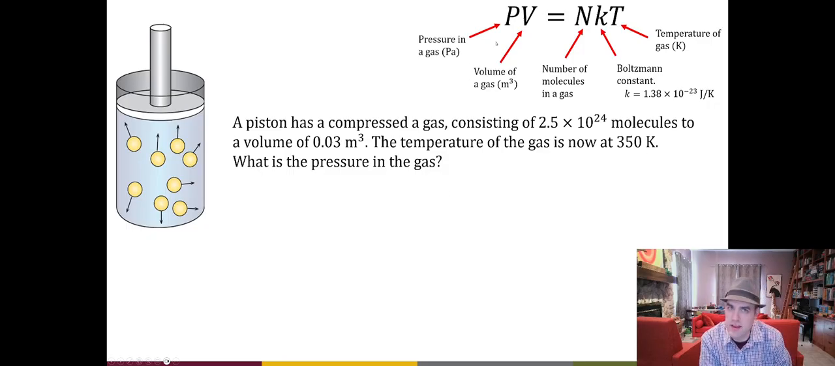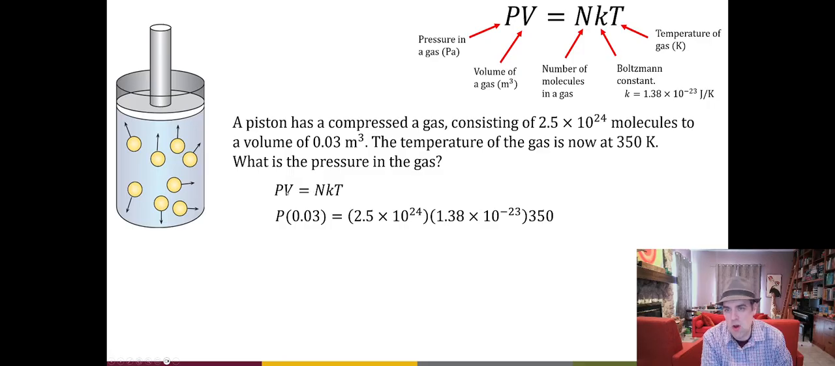We can use the ideal gas law, PV equals NkT. We're told that the volume is 0.03, the number of molecules, we know Boltzmann's constant, this is just this number, and the temperature is 350 Kelvin. We can divide 0.03 to both sides and solve this, and we arrive at 402.5 thousand pascals, or 402.5 kilopascals.